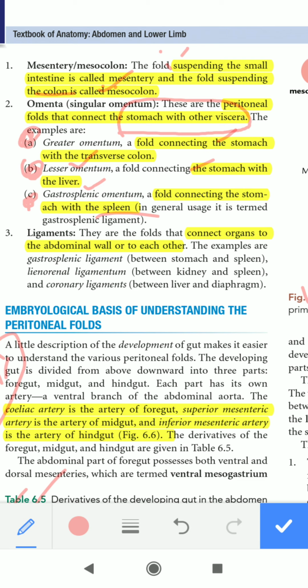And there are some ligaments also. These are also peritoneal folds. They connect different organs of the abdominal wall to each other. Between the kidney and spleen, it is known as the splenorenal ligament. Between the liver and diaphragm, it is known as the coronary ligament. And between the stomach and spleen, it is known as the gastrosplenic ligament. Gastro means stomach. So these are nothing but modifications of the peritoneal fold, and in different regions they are named differently.